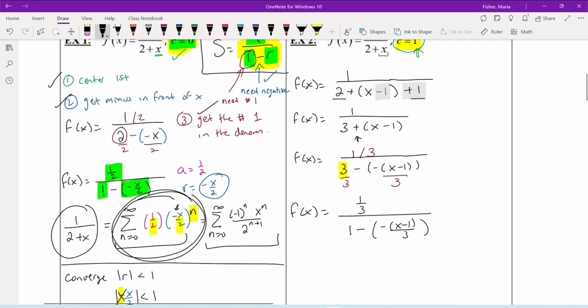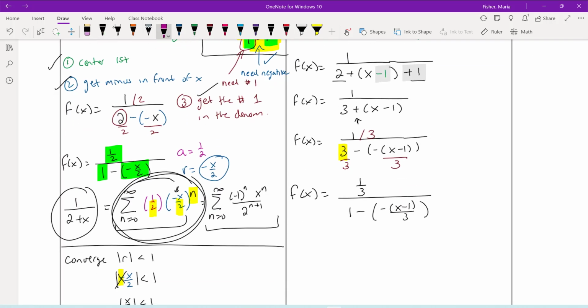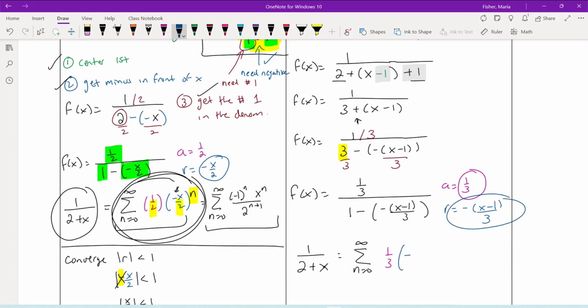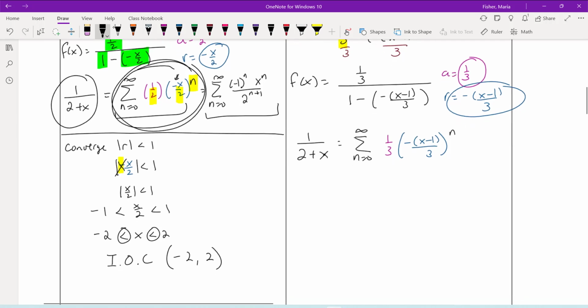Now that I'm in the correct format, I know here that my a is going to equal 1/3 and that my r is going to equal the negative of x minus 1 over 3. So what I need to do is plug that into the summation formula, and we know that that's going to be that 1 over 2 plus x is equal to the sum from n equals 0 to infinity of a, which is 1/3, times r, which is this negative x minus 1 over 3 raised to the nth power. Now I'm asked to find the interval of convergence.